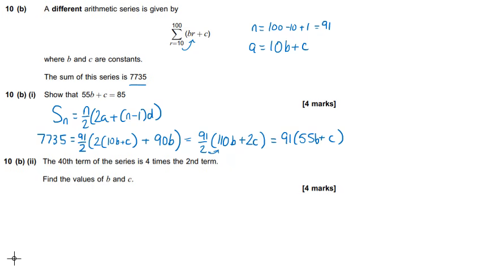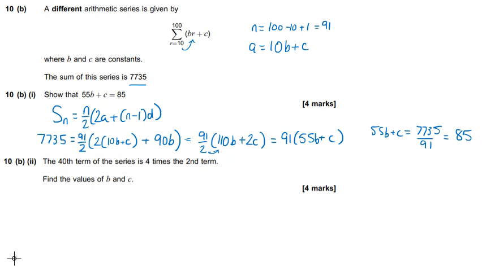So hopefully if we divide 7735 by 91, we should get 85. So just confirm that with your calculator, and yeah, it is indeed true.